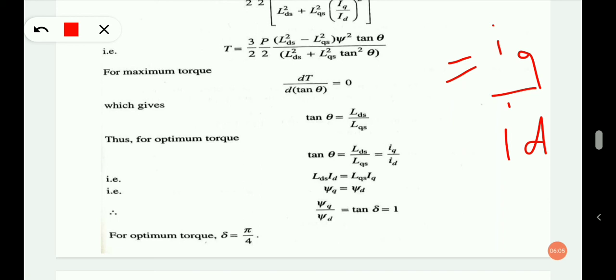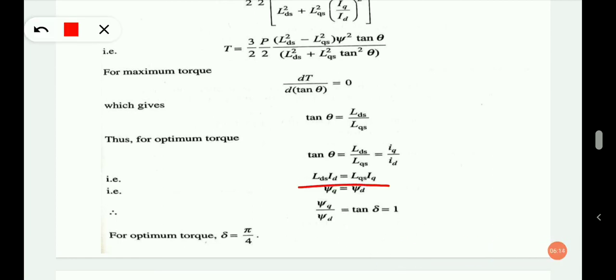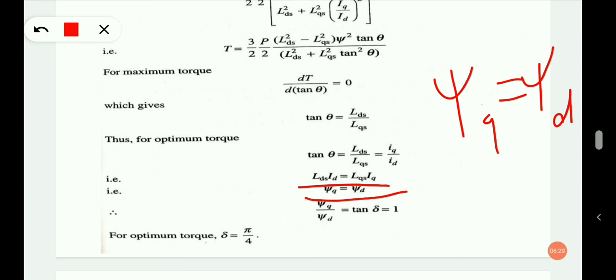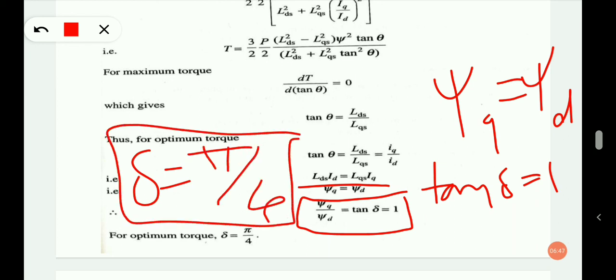So from this we can write LDS ID equals LQS IQ, and that is nothing but psi q equals psi d. So this is the requirement for optimum torque, and for that purpose psi q upon psi d is tan delta equals 1, and from this delta equals pi by 4. This is required for optimum torque.